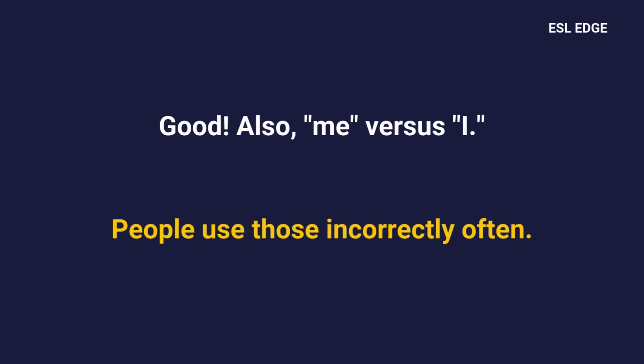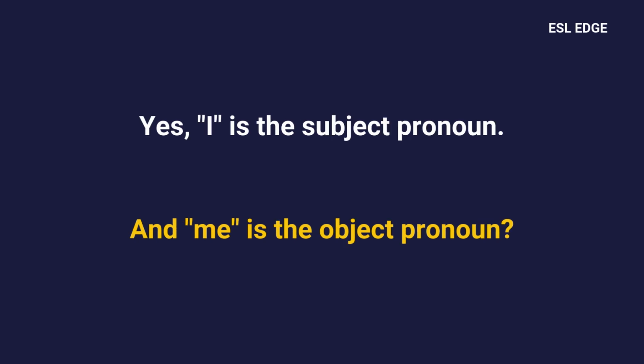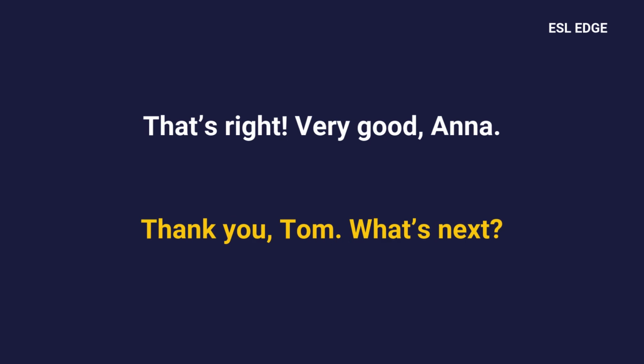Good. Also, me versus I. People use those incorrectly often. Yes, I is the subject pronoun. And me is the object pronoun. That's right. Very good, Anna. Thank you, Tom. What's next?